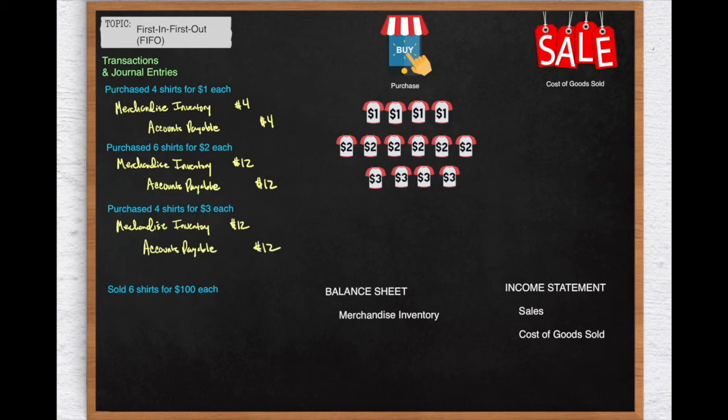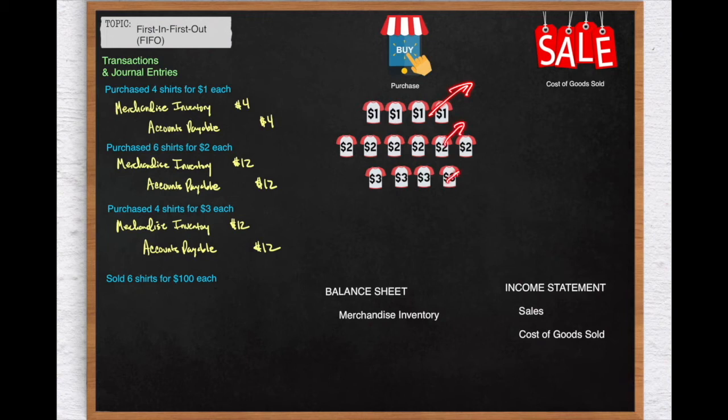So we accumulated all this inventory, and every time we ordered more shirts, the vendor or supplier kept raising the prices. And now we finally sell 6 shirts to a customer. When we sell these shirts, remember this is first in, first out. You sell the older inventory first, and you do not sell the recent inventory until last.